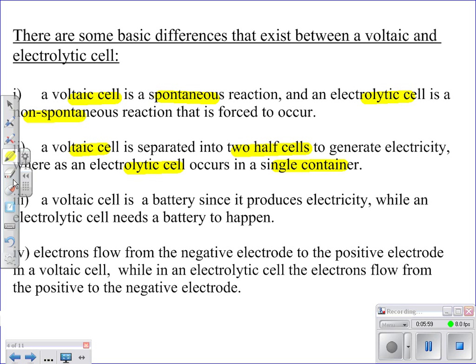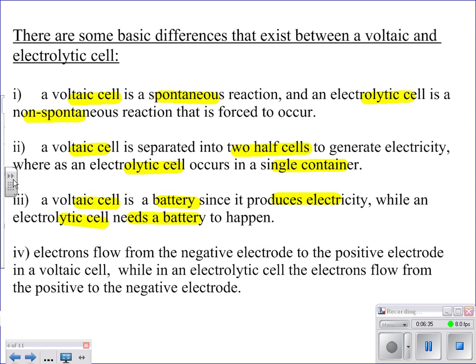And then in a voltaic cell, this really goes back to that first comment that I just made. A voltaic cell is a battery, and it produces electricity. Whereas that electrolytic cell, remember, it needs that push, it needs that battery in order to occur. And then finally, this is kind of the toughest one, the biggest difference for us to think about: electrons flow from the negative electrode to the positive in a voltaic cell, while the opposite is true in an electrolytic cell, where the electrons flow from the positive to the negative electrode.